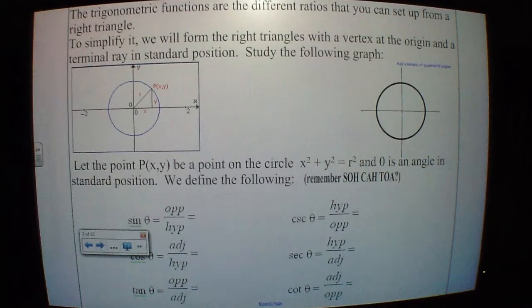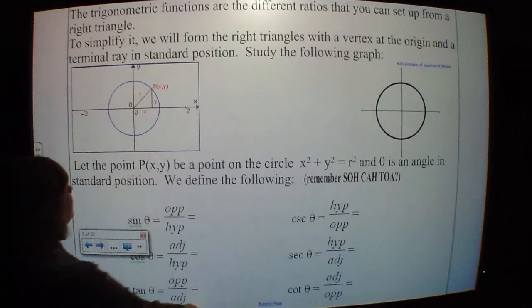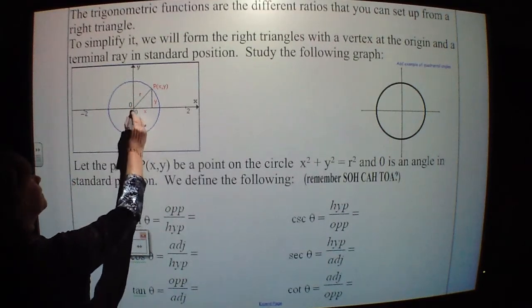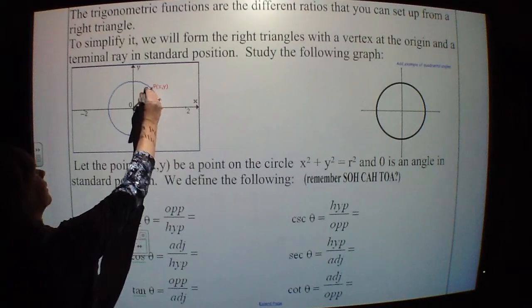As you learned, trig functions are different ratios. Sine of an angle is a ratio of opposite over hypotenuse. Cosine of an angle is adjacent over hypotenuse, and so forth. To simplify it, we're going to form right angles with a vertex at the origin and a terminal ray in standard position. So we're going to have something like this. We're going to have our initial ray, we're going to have a terminal ray, okay?